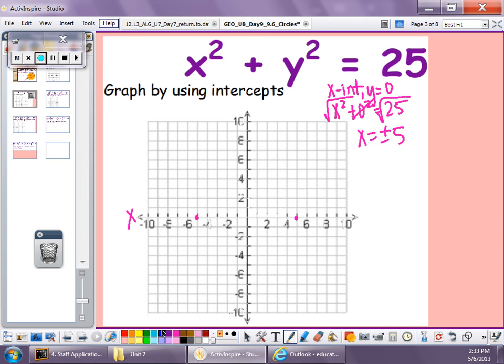So also I could graph the y-intercept. Now, along the y-axis, I know that the x value is always 0. So I'm going to plug in 0. Sorry. 0 squared plus y squared equals 25. I don't need the 0 anymore. I take the square root. Y is equal to plus or minus 5. 1, 2, 3, 4, 5. And then I can draw my circle.